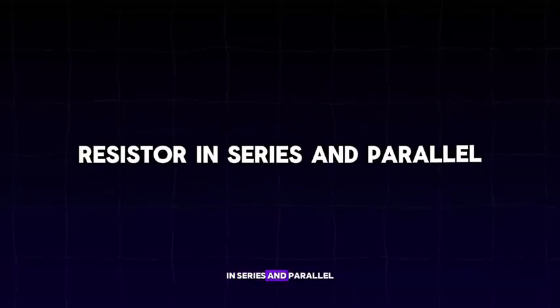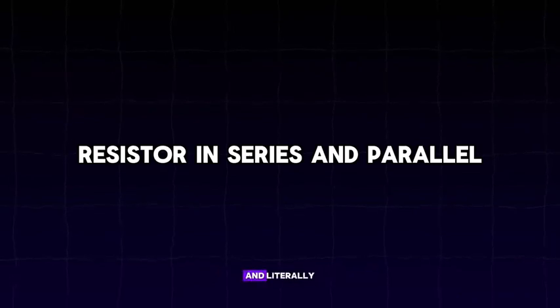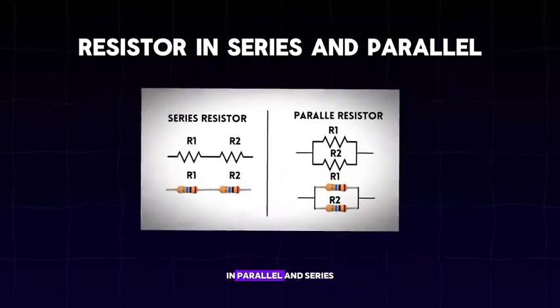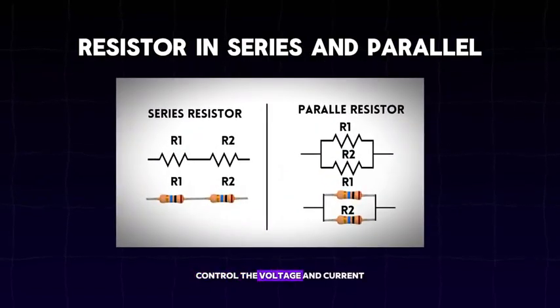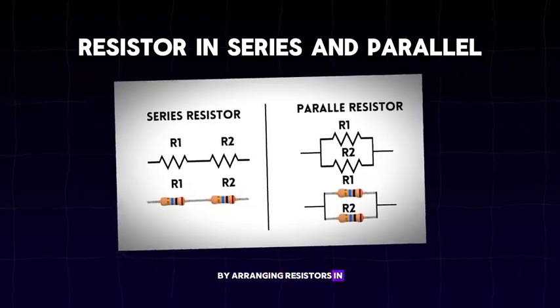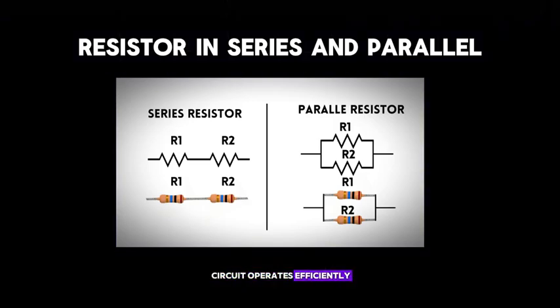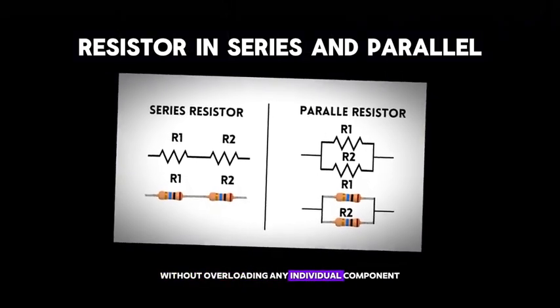So now in this section, what we are going to talk about is resistors in series and parallel, how they work, and practically how they are being used in a circuit. But before we go into that, I think you really need to understand that resistors are being used in series and parallel configurations for various reasons in a circuit, and one of the important things about using resistors in parallel and series is to control the voltage and current flowing through different components. So in this case, by arranging resistors in these configurations, we can achieve desired resistance values, manage power distribution, and ensure that the circuit operates efficiently without overloading any individual component.